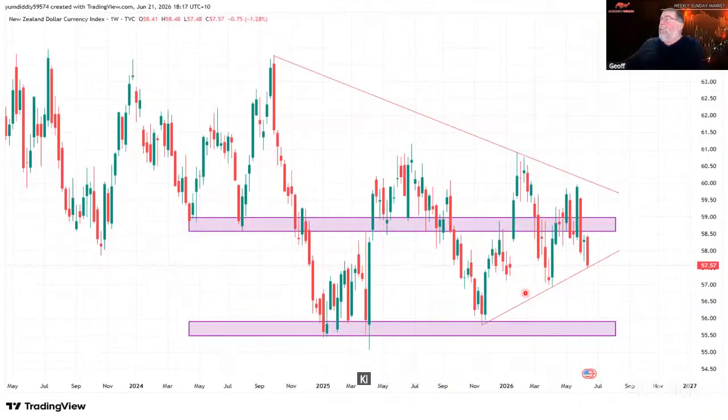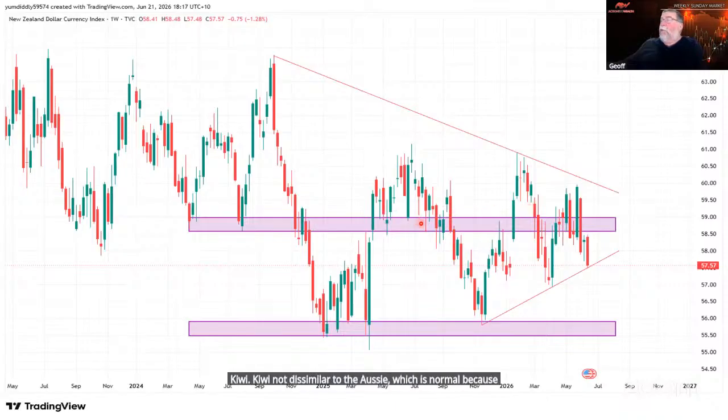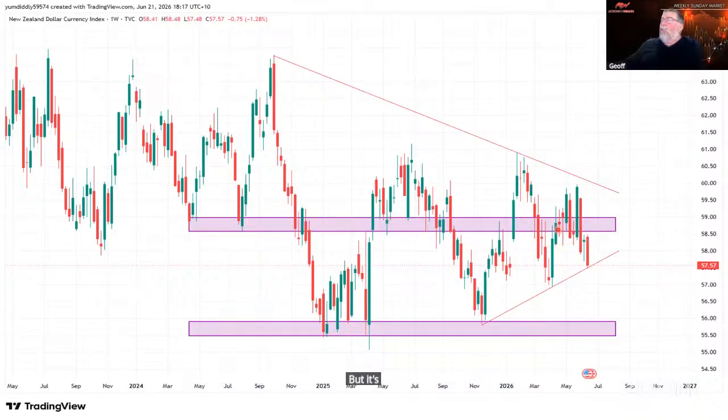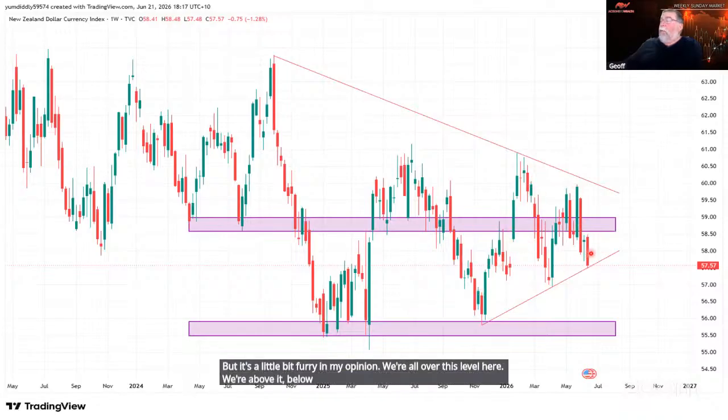Kiwi. Kiwi, not dissimilar to the Aussie, which is normal because they track each other fairly closely. But it's a little bit furry, in my opinion. We're all over this level here. We're above it, below it, above it, below it. What happens next, I'm not sure. We're at support at the moment. There is a horizontal level through here as well on the Kiwi. So I'm not that strong on the Kiwi either way, I'd have to say.